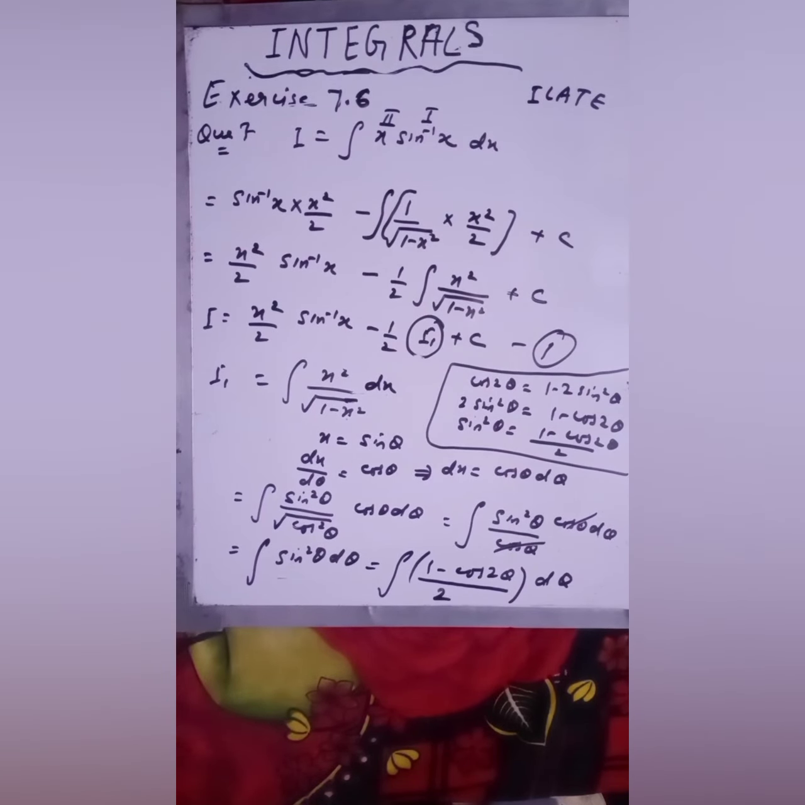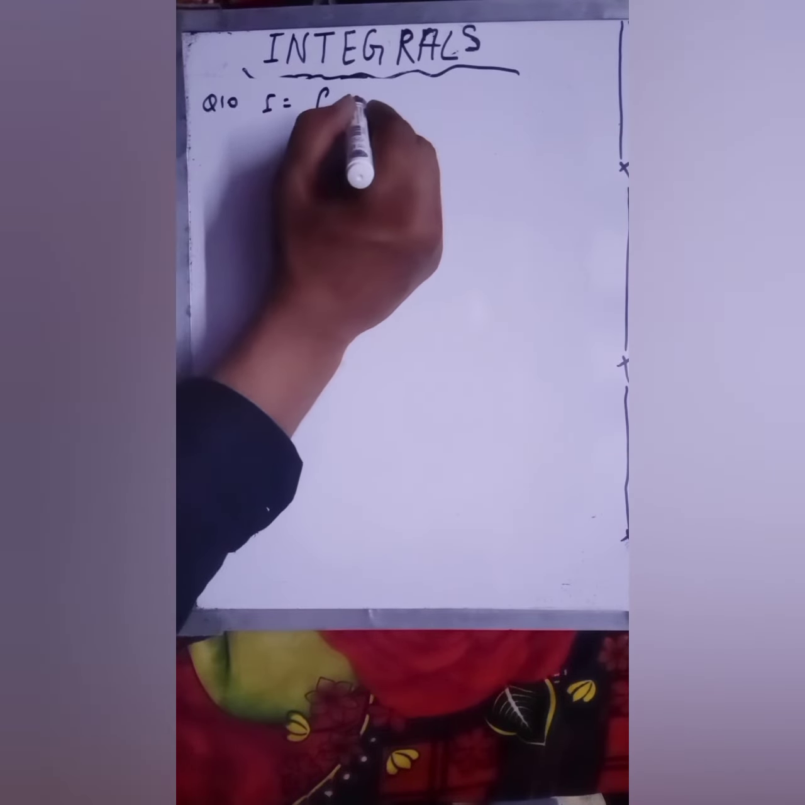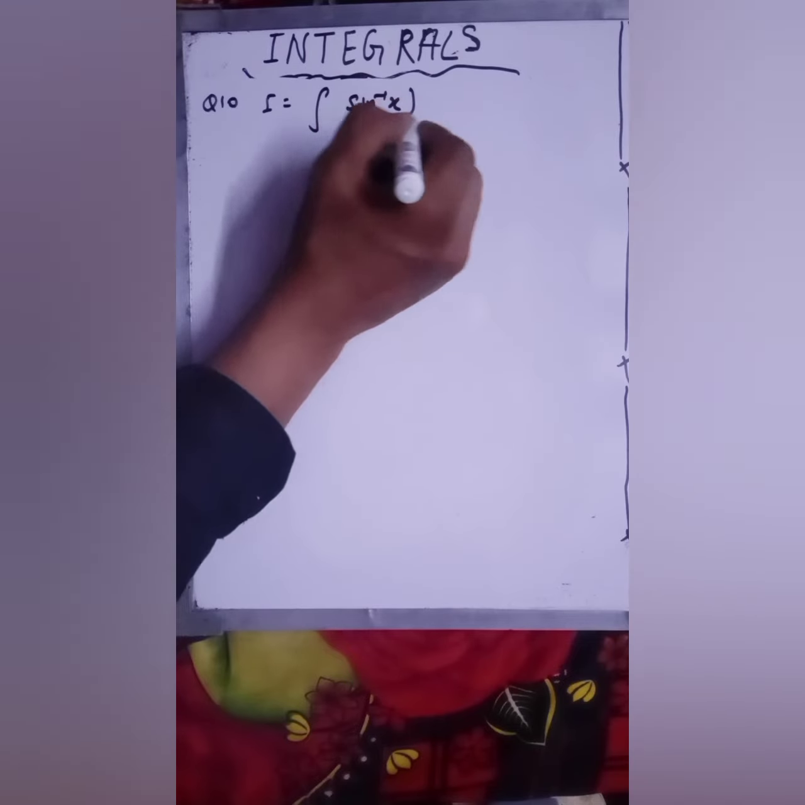After that, children, question number 7 we have done. Question number 8 is again the same, x tan inverse x. Question number 9 is also the same, you can solve. In question number 10, your I equals sine inverse x whole raised to the power 2. This is given to us.